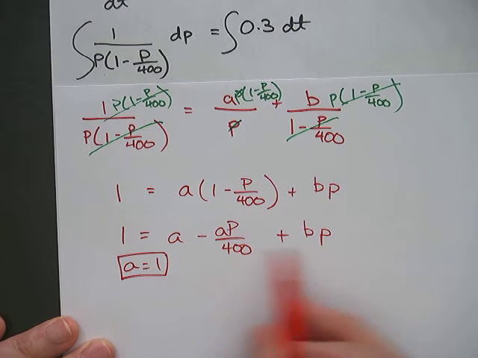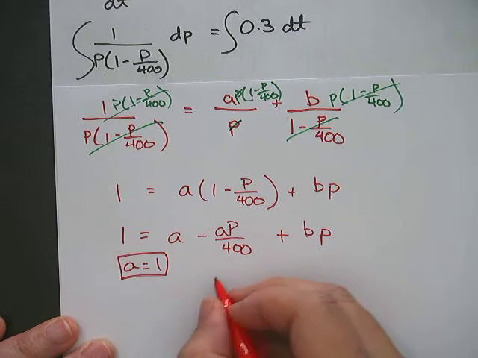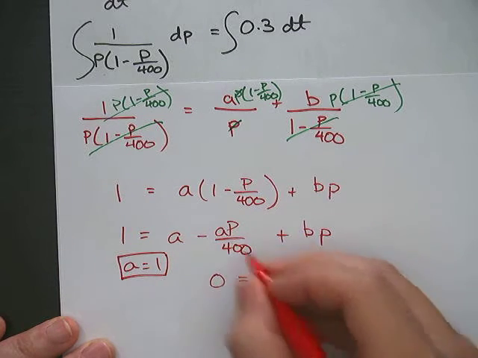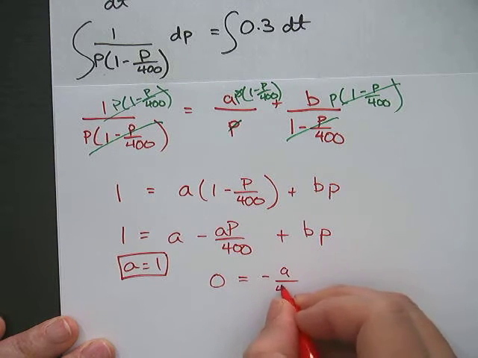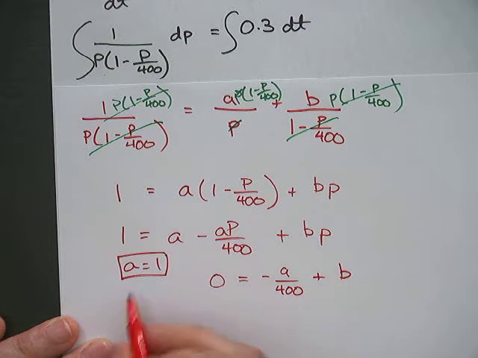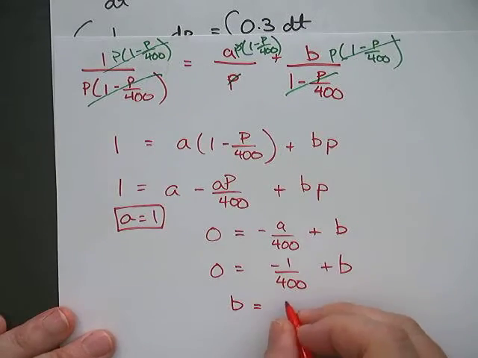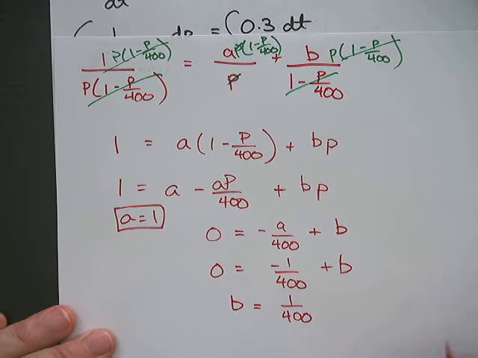Now for the other term, since there's nothing on the left that has a P term, you put 0 equals, and now we're not going to write the P, we're just going to write negative A over 400 plus B. I'm going to sub in a 1, so 0 is equal to negative 1 over 400 plus B, and as you can see, when I move this term over, B is equal to 1 over 400.